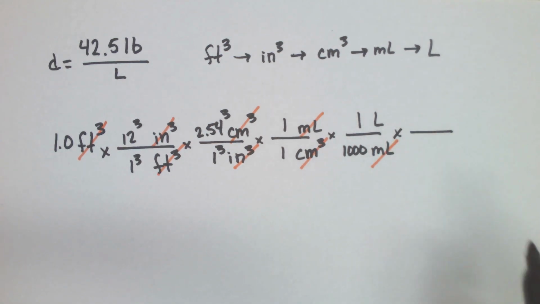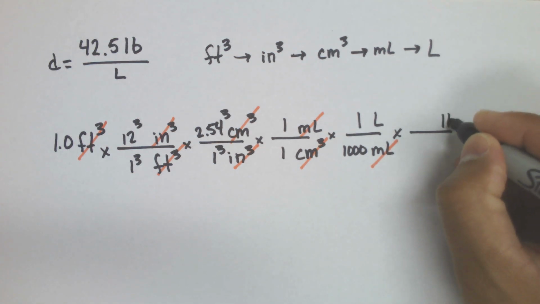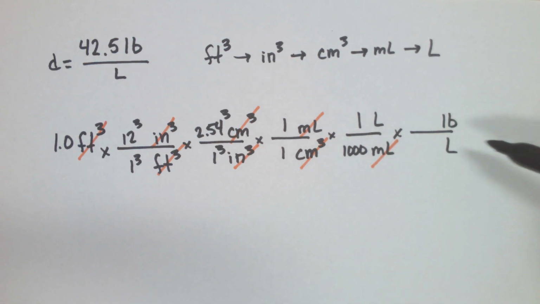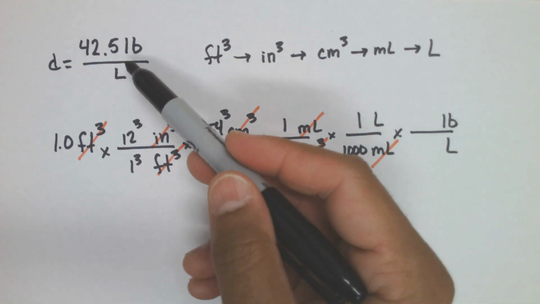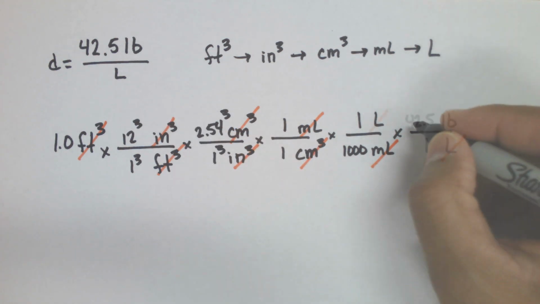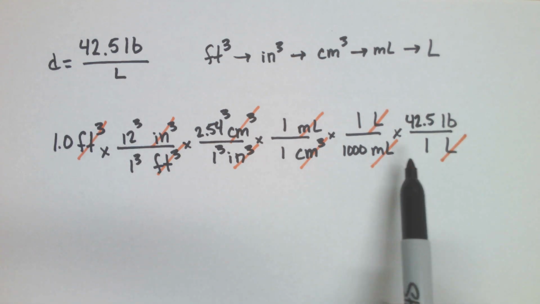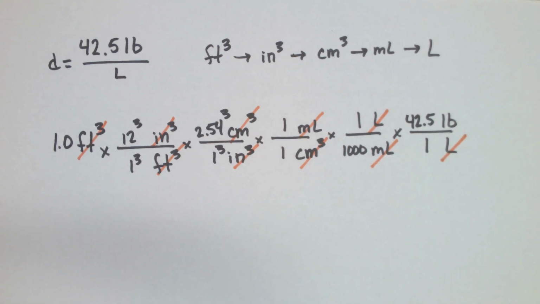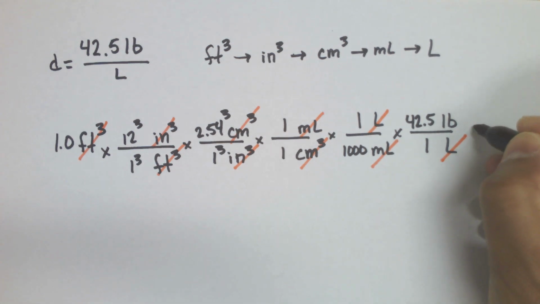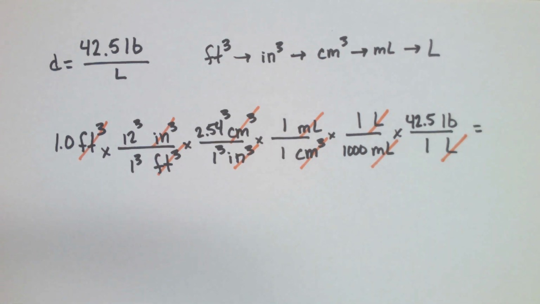Here's my last ratio. So now I have the unit of liters. I'll convert this to pounds and cancel liters. So this mass to volume relationship, this is the density that's given to me at the beginning of the problem. And for my students, this is exactly what I want to see. All these units cancel. The only unit that doesn't cancel is the unit that I want, which is my pounds.